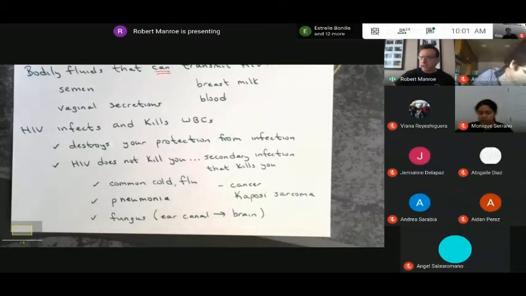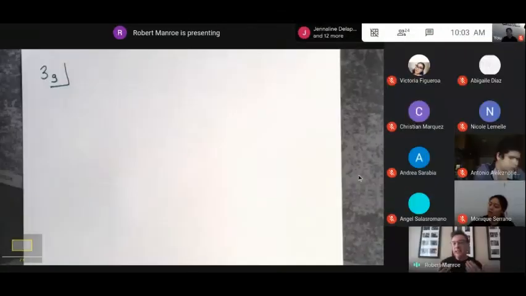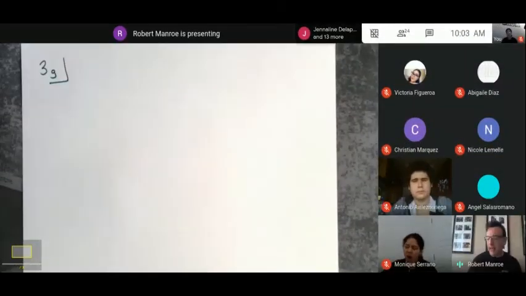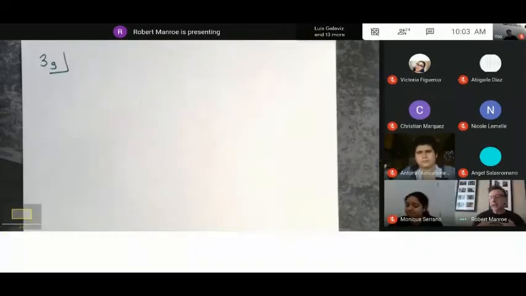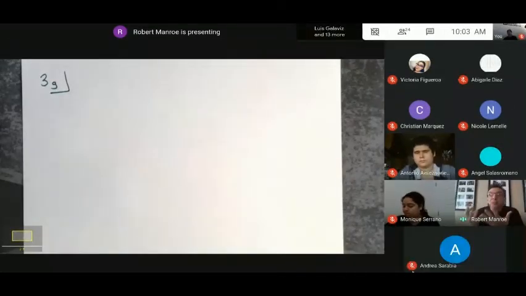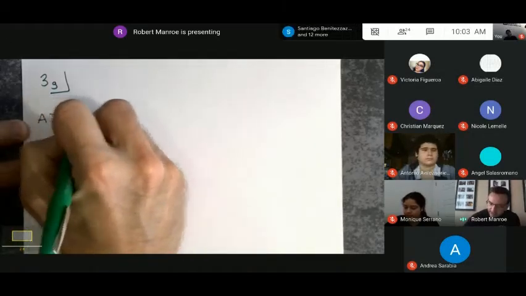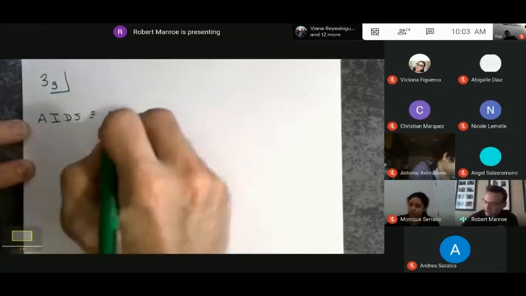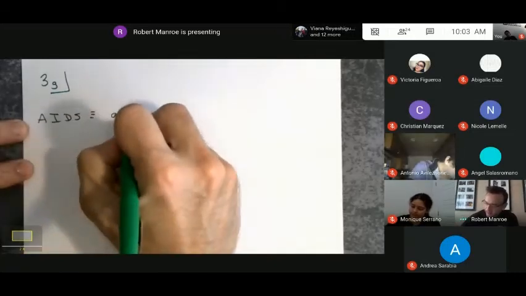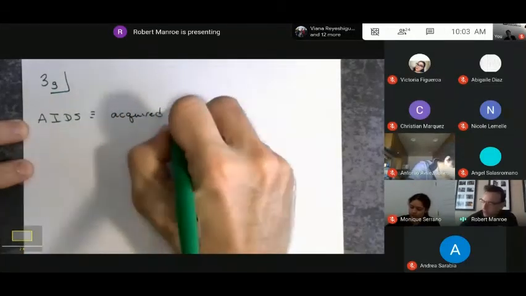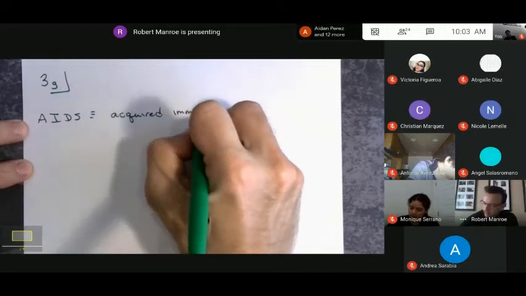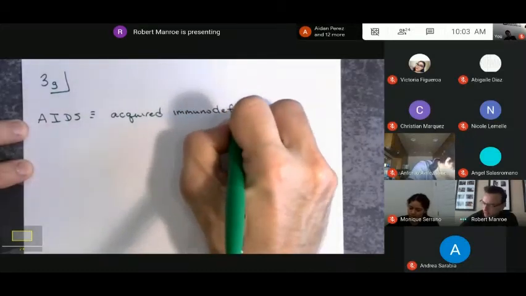And they're like, why are 20-year-old males in New York getting this? AIDS is a syndrome. AIDS is something that you develop and is an expression of your HIV infection. So it's called AIDS, AIDS, which is also an acronym for acquired immunodeficiency.